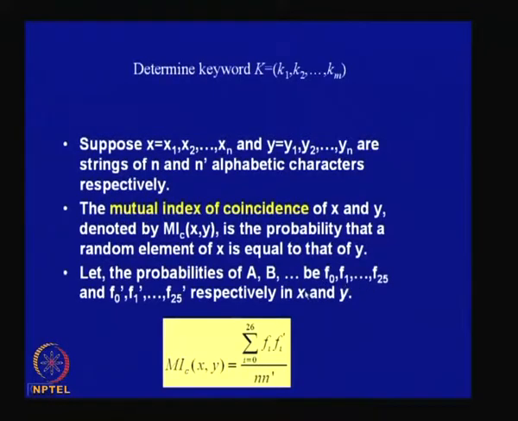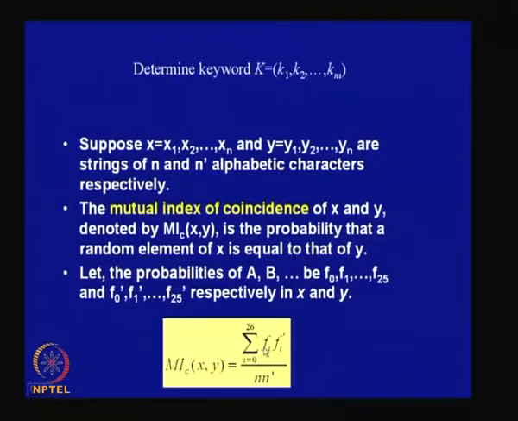The frequencies are f0, f1 and so on till f25, and for the next string it's f0 dash, f1 dash and so on till f25 dash. Then the mutual index of coincidence is obtained approximately as sigma fi fi dash divided by n into n dash. So n into n dash is nothing but the total number of ways in which you can choose two alphabets, so that both the things which you choose are the same, right?